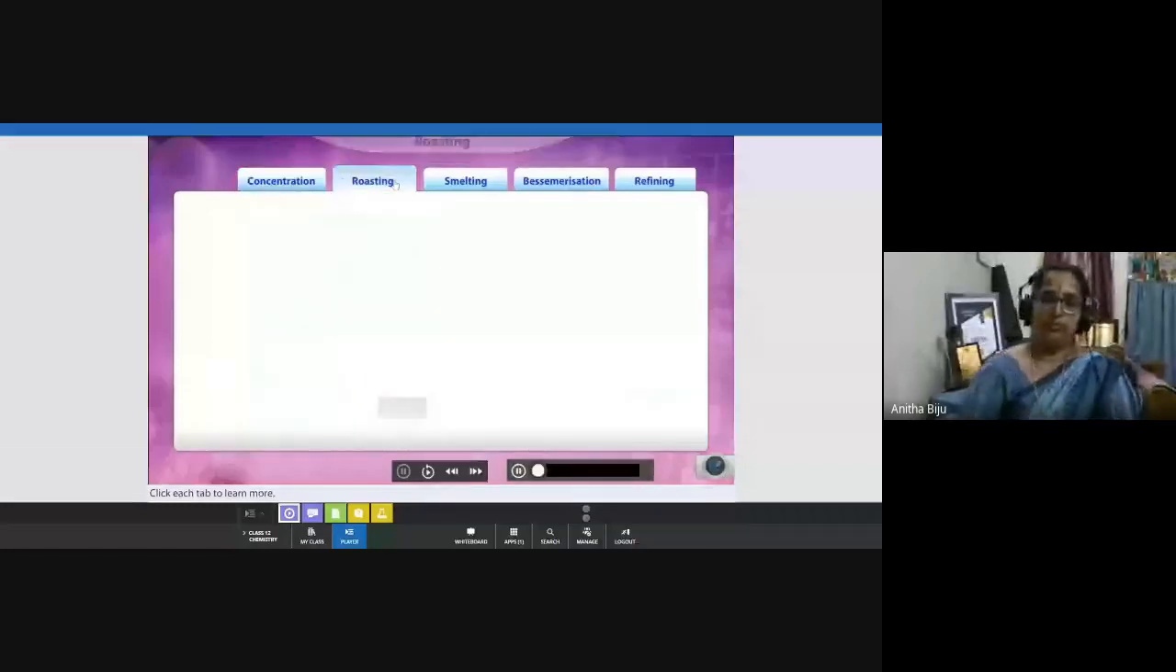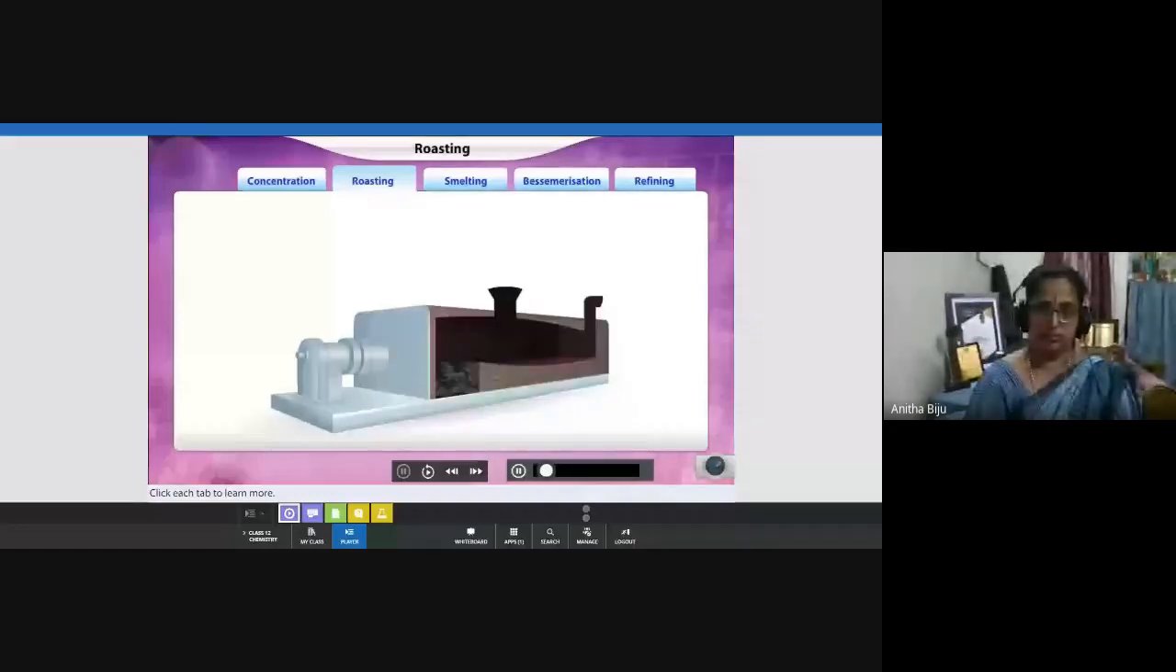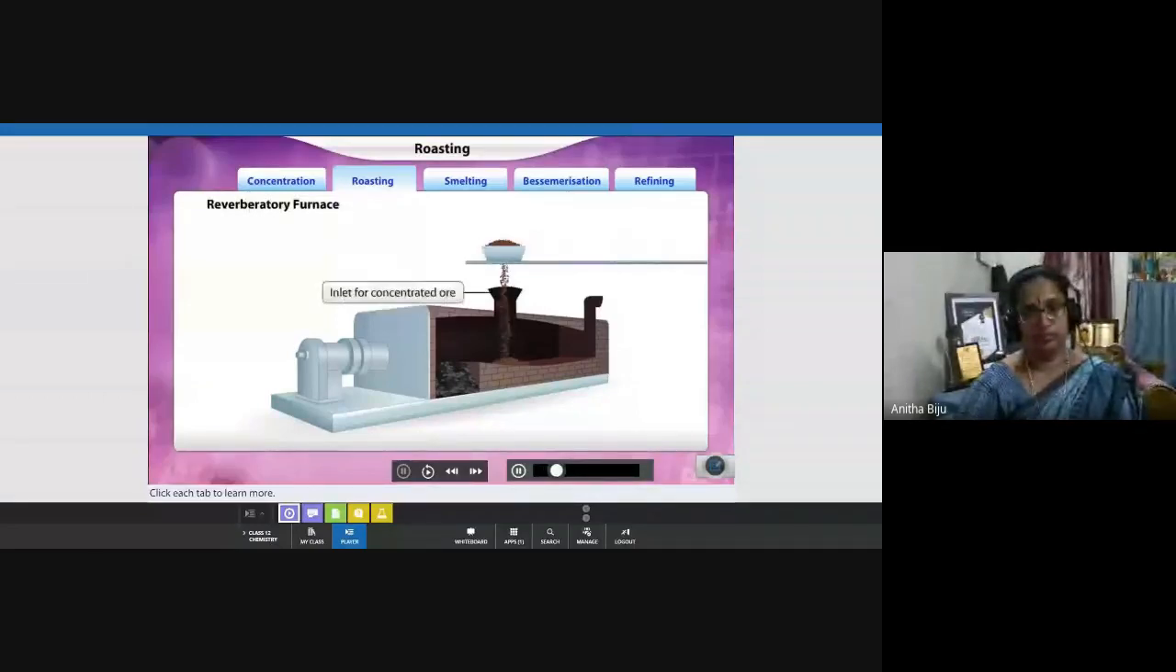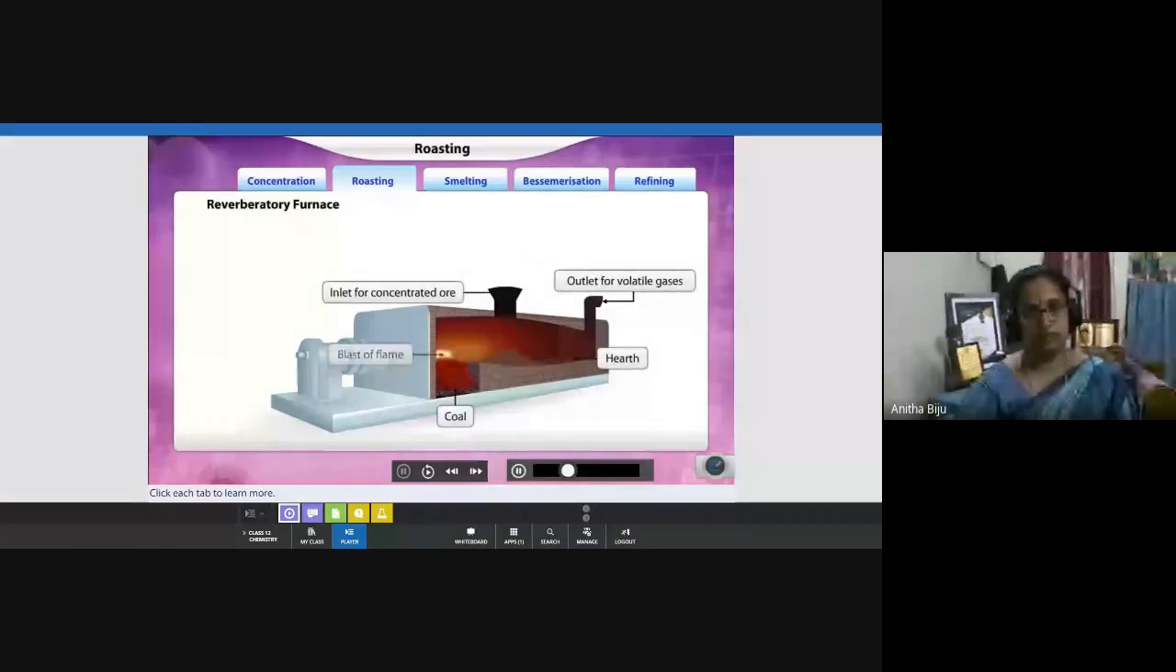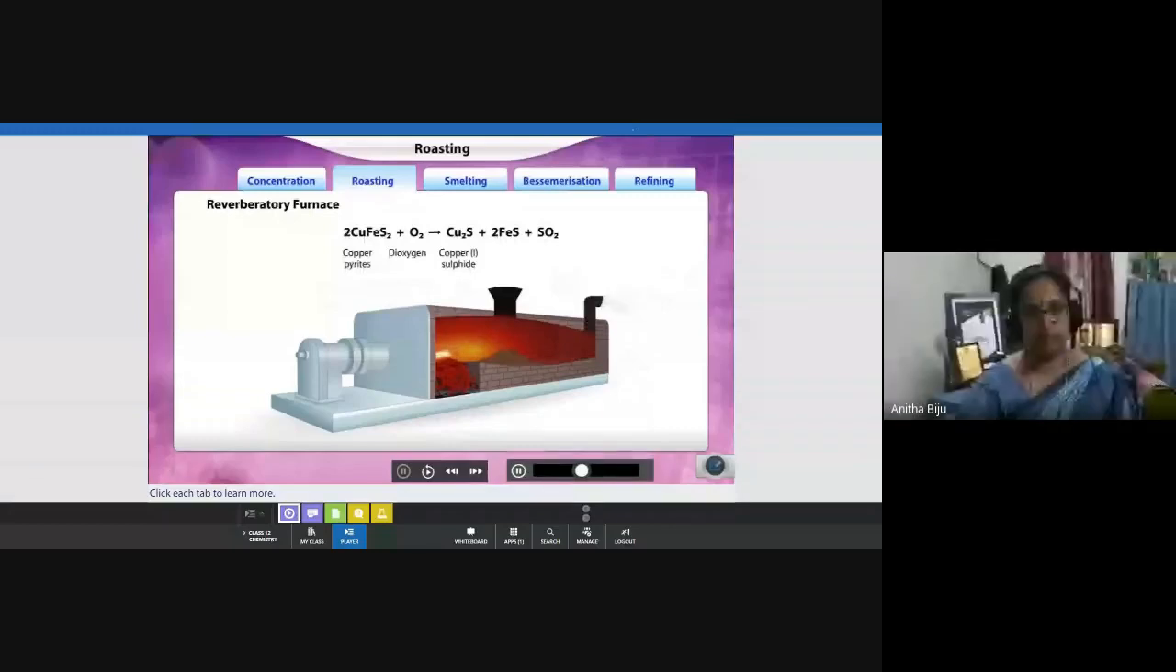The second step of copper extraction is called roasting. It is carried out in a reverberatory furnace. The concentrated ore is placed in the furnace. It is subjected to a high temperature with a limited supply of air. Here, the copper pyrites get oxidized to form copper 1 sulfide and iron 2 sulfide.